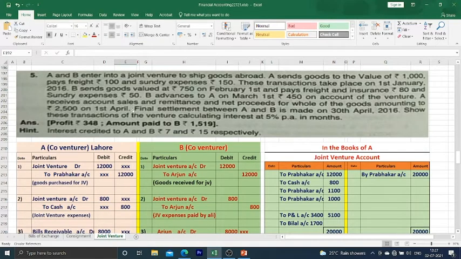Fifth problem. A and B enter into joint venture to ship goods abroad. A sends goods to the value of 1000, pays freight 100 and sundry expenses 150. These transactions take place on 1st January 2016. Joint venture account debit to purchases account, the amount is 1000. And joint venture account debit to A account in the books of B, 1000.